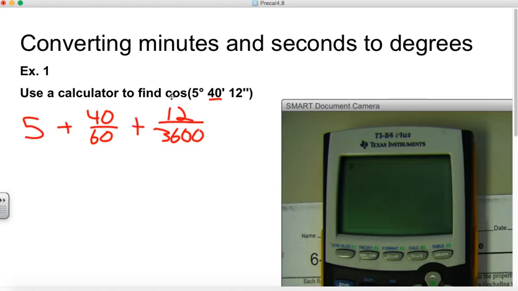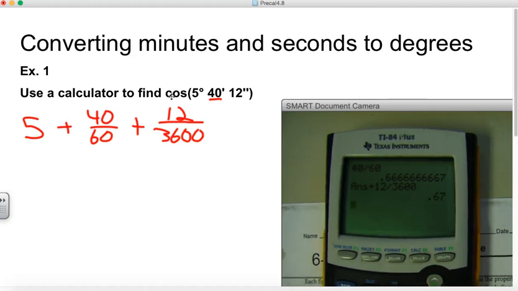All right, so 40 over 60 is 0.66666, and then we add that to 12 over 3,600, and it gives us 0.67. And we add that to 5, so you get 5.67. So this is really telling us to take the cosine of 5.67 degrees.